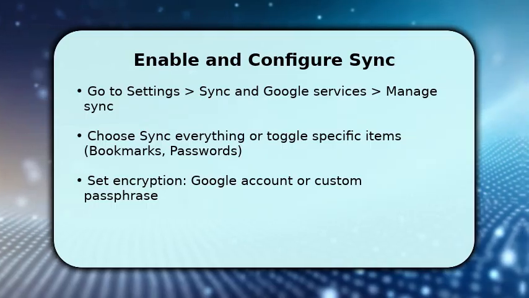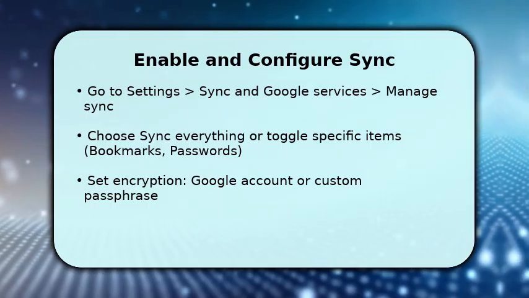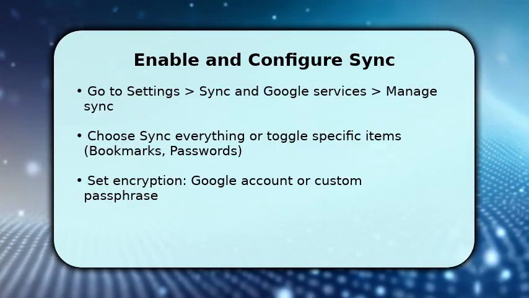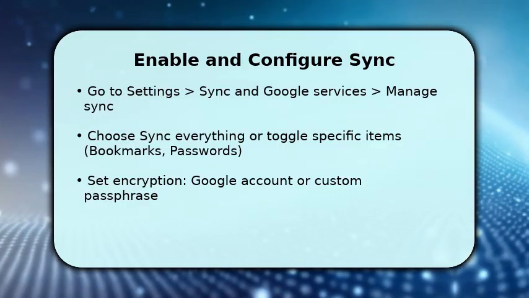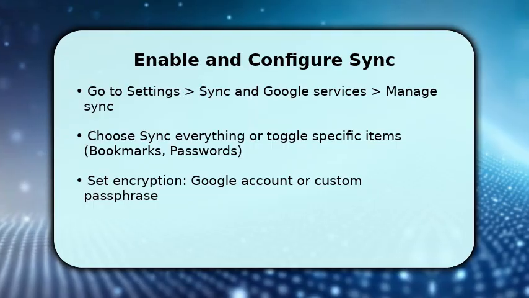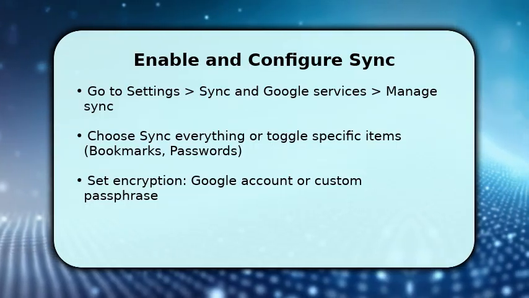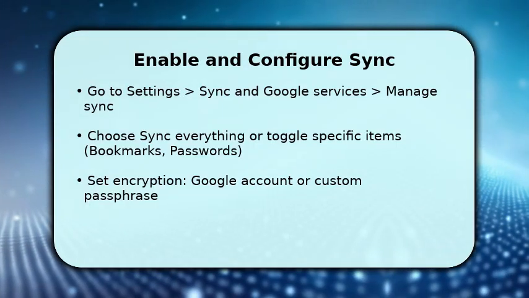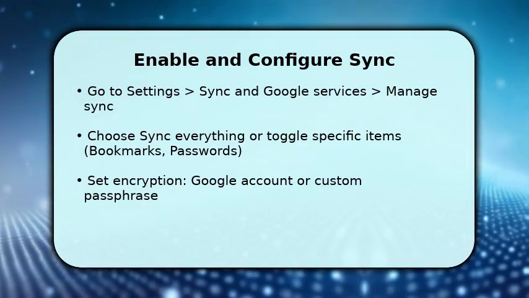Navigate to Settings, open Sync and Google Services, then click Manage Sync. Toggle either Sync Everything or pick items like bookmarks, history, and passwords. Once selected, decide Encryption. Use your Google account for convenience or a custom passphrase for added privacy.